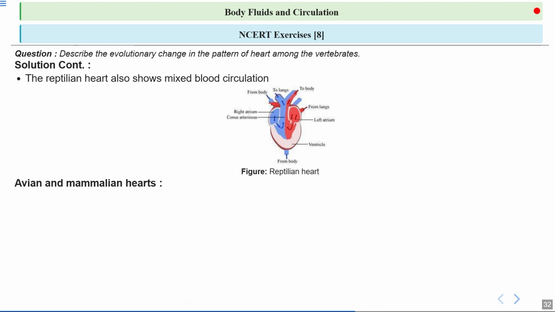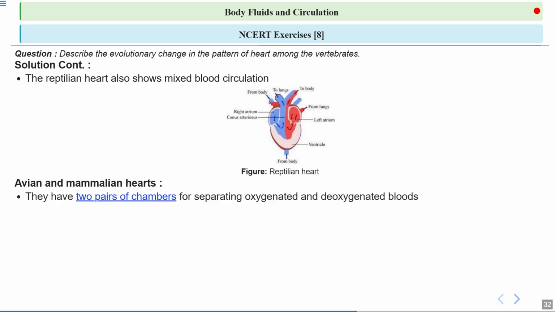Again, this is an image showing you the reptilian heart. Now let's talk about the avian and the mammalian heart. These represent the most advanced stage in vertebrate heart evolution. They have two pairs of chambers for separating oxygenated and deoxygenated blood. The heart in these animals is divided into four chambers. This complete separation is like having two separate pumps in one organ, making the circulatory system highly efficient.